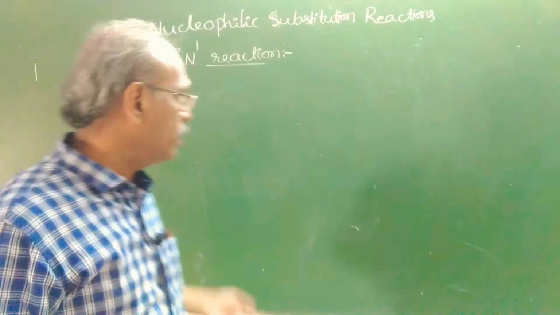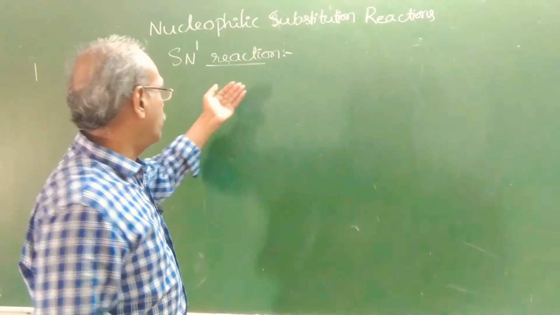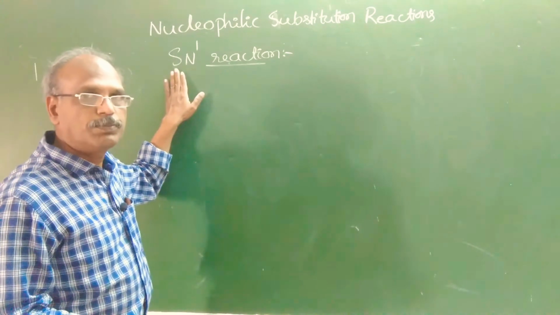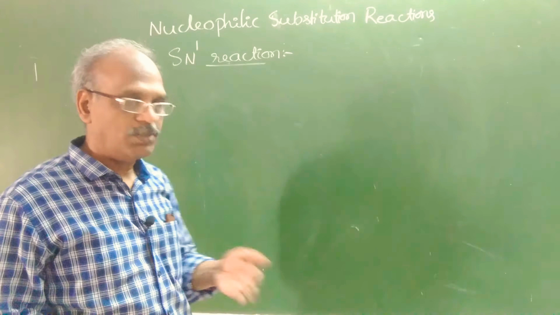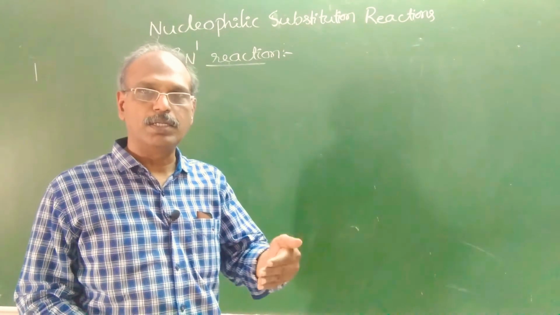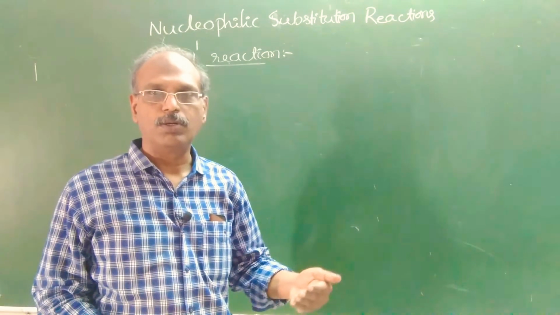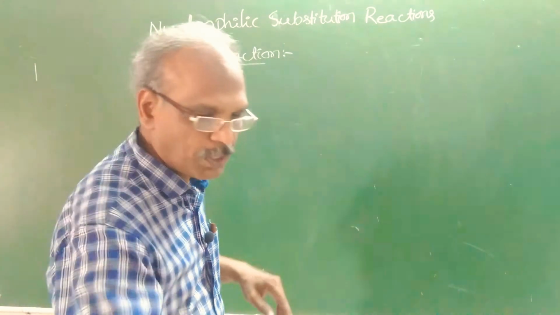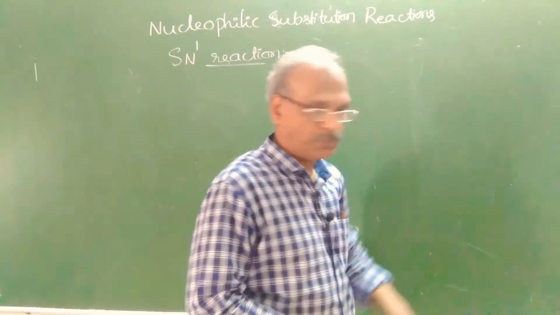First, SN1 reactions. What is meant by SN1? Substitution, nucleophilic, unimolecular. Means molecularity of the reaction is 1. Rate determining step involves only one molecule according to this. Okay, let's see the different types under this.